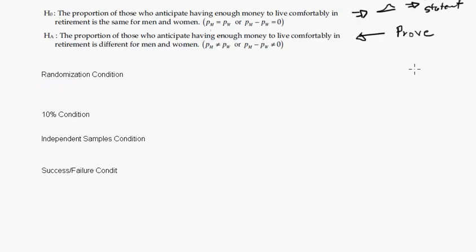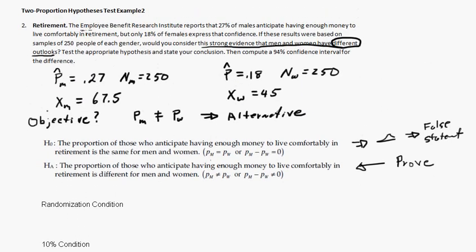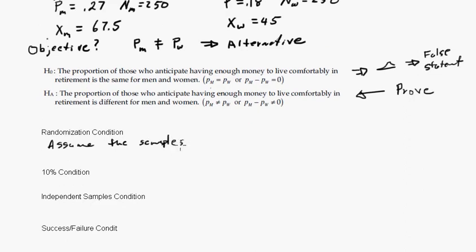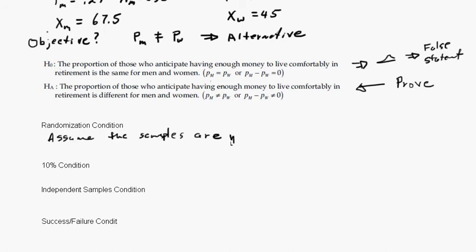Okay? So let's see if we can do the conditions quickly. Random sample. Well, they didn't say it was random. It sounded like a pretty professional organization, so we're just going to have to assume the samples are representative of all people. Sorry, this electronic pen is difficult to use sometimes. Okay, something to that effect.